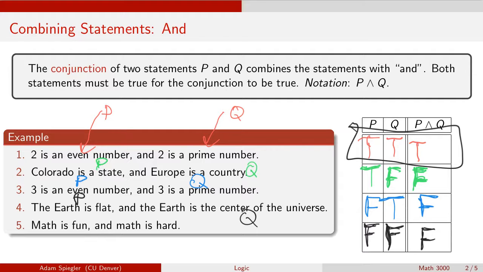And lastly, the sentence down here, math is fun and math is hard. This is actually not a statement because math is fun is probably something that's going to vary depending on the person, right? So this is an opinion. Math is hard. That's an opinion. These are sentences that are neither true or false. It really depends. So sentence number 5 here is actually not a statement because we can't determine whether any of these things are true or false.